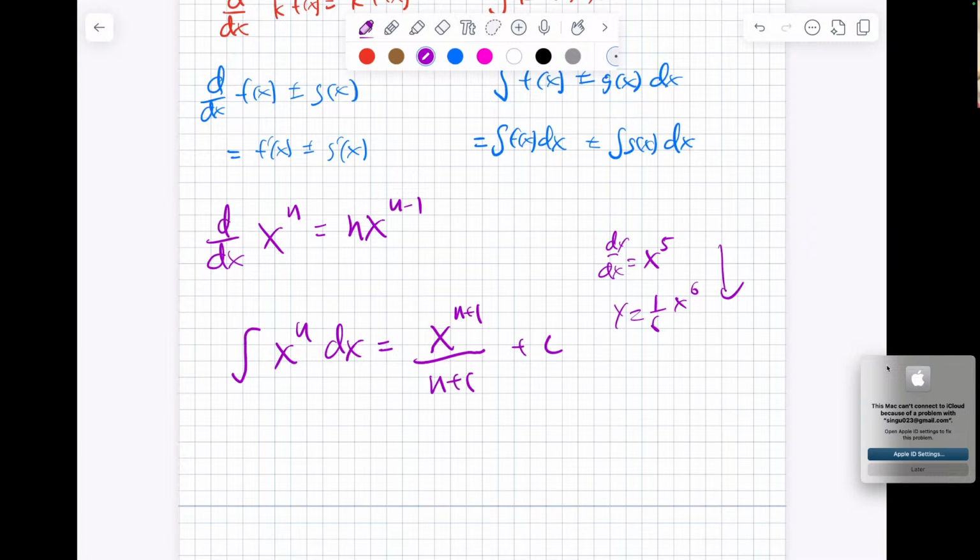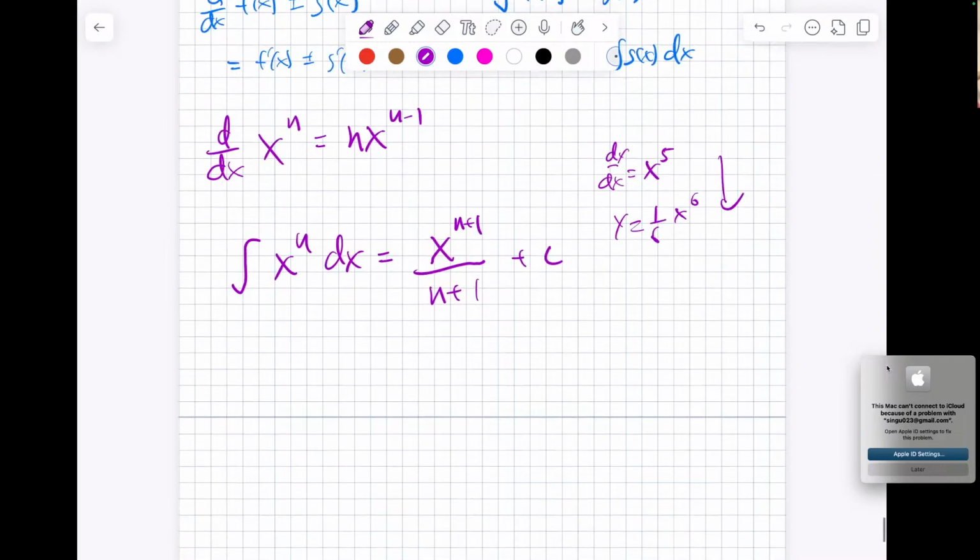N plus 1. And if you don't believe me, let's take a derivative of this. Let's just say, hey, let's take a derivative of x to the n plus 1 over n plus 1 plus c, of course. If you take a derivative of c, it's 0, right?